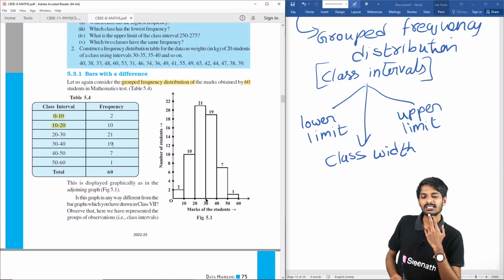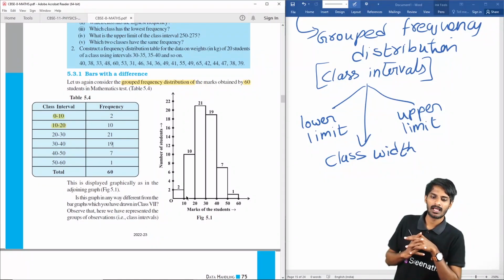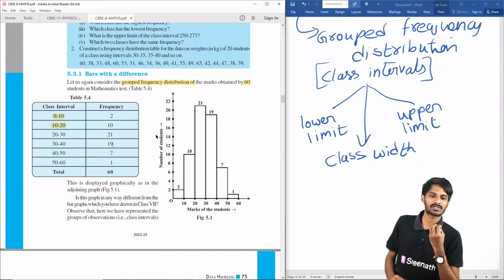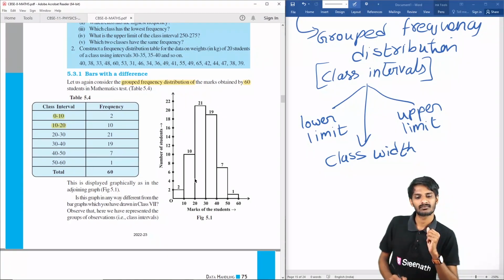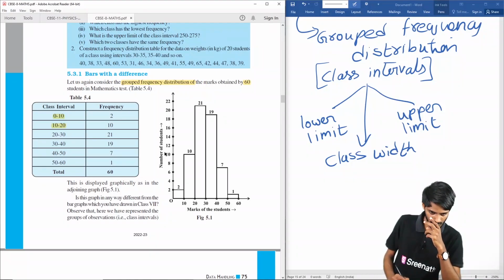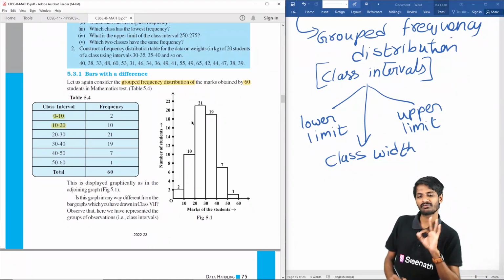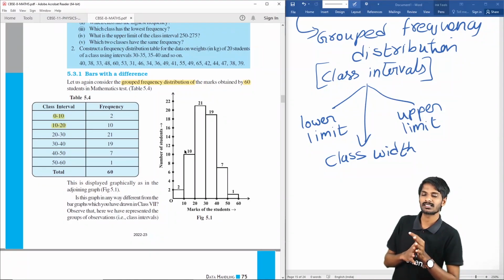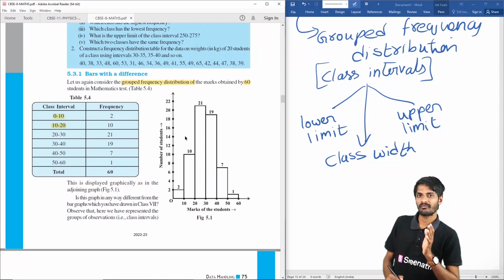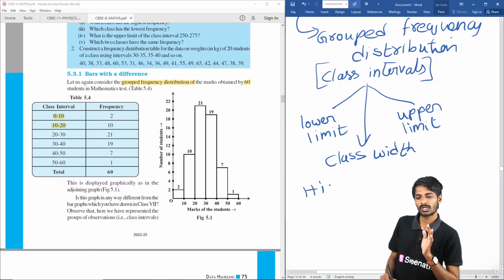Here the class width is the same, so the bars' width is also the same, and the length of the bars represents the frequency, the number of students. If you observe this, what is the difference you are noticing? While drawing these rectangles, it is not a bar graph, but a histogram.